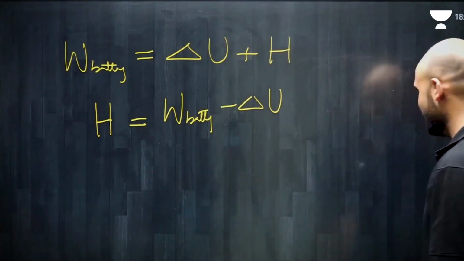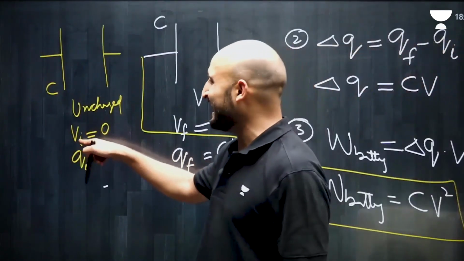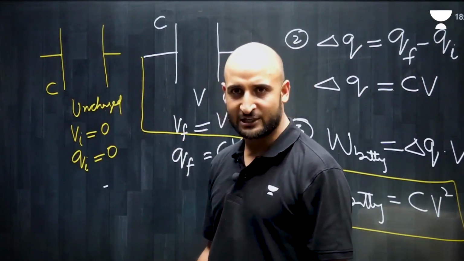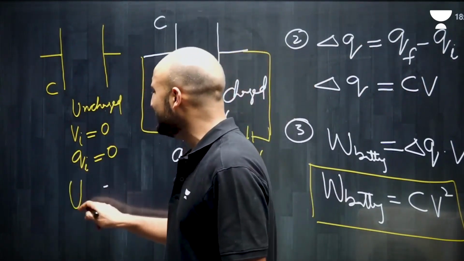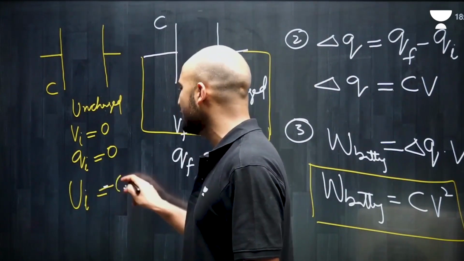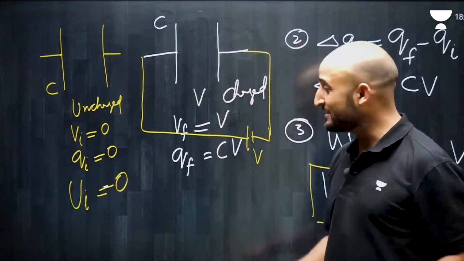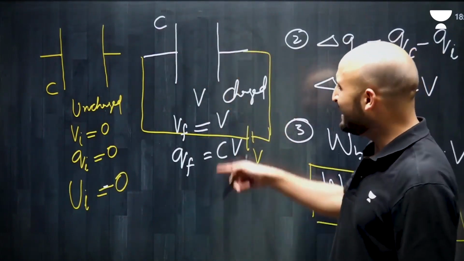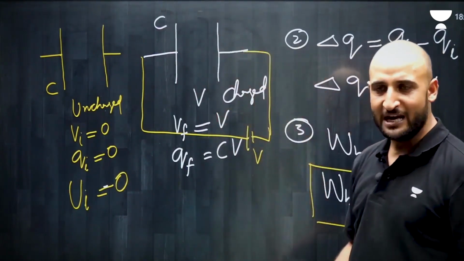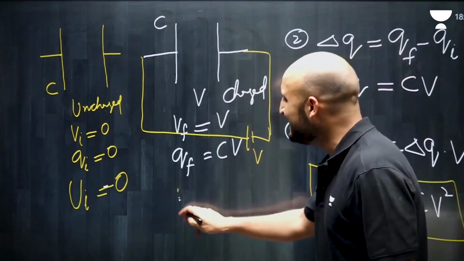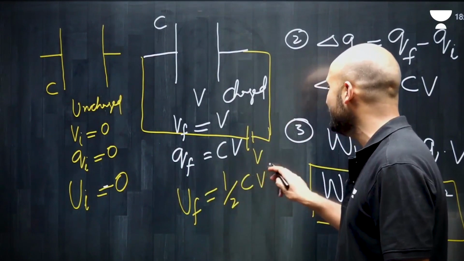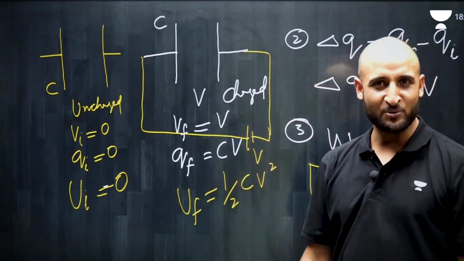Right? If you go back here, what was the initial potential of the capacitor? That was zero. Initial charge of the capacitor was zero. Then what will be the initial energy stored by the capacitor? That will obviously be zero. Now, what is the capacitance of this capacitor? C. What is the potential of this capacitor? That's V. Then what will be the final energy stored by this capacitor? That will obviously be 1 by 2 CV squared.